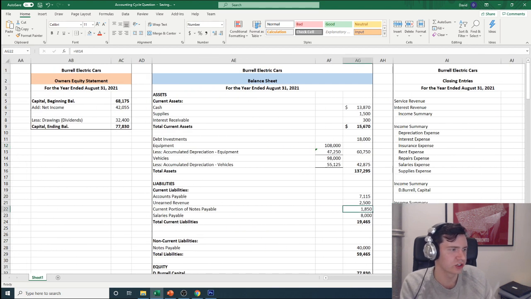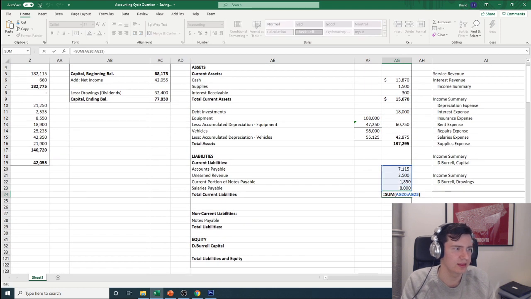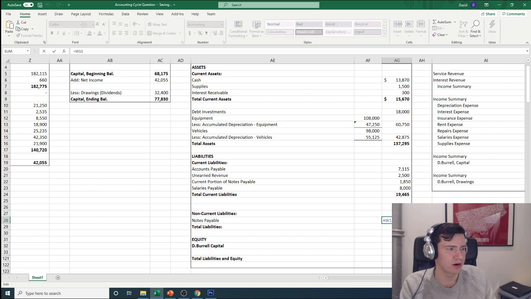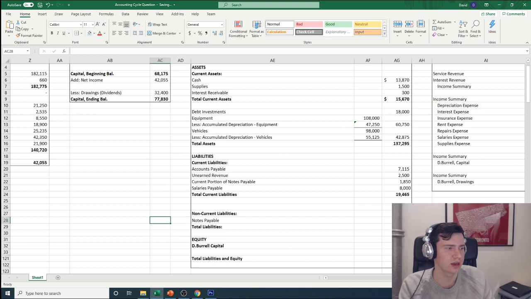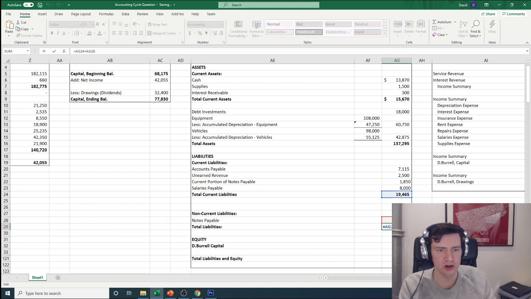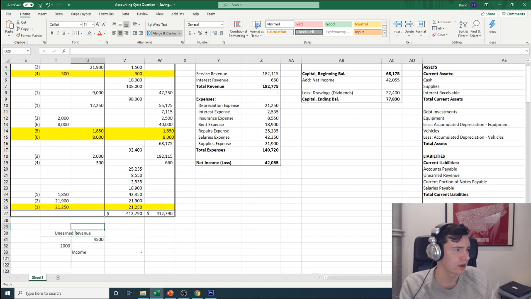And then the current portion of notes payable, once again referenced. Salaries payable, that's referenced as well. And then we're just summing all of our current liabilities. Then we have our non-current liabilities, which are the long-term portion of our debt. And to get our total liabilities, we're just adding our current and our non-current liabilities. And then our capital is our total equity, which you can see is right here, 68,175.